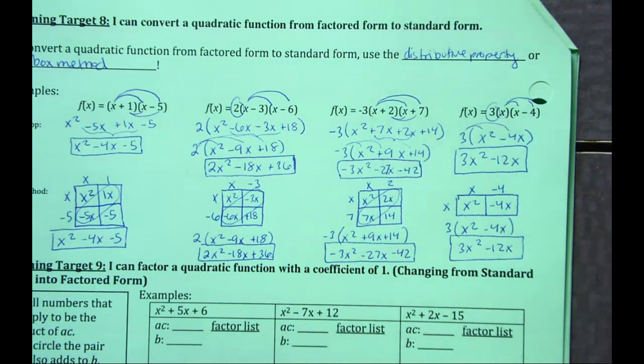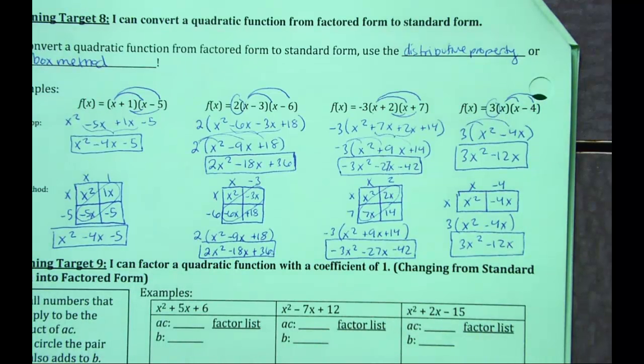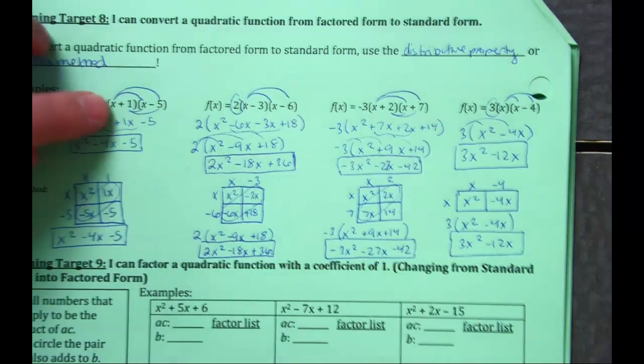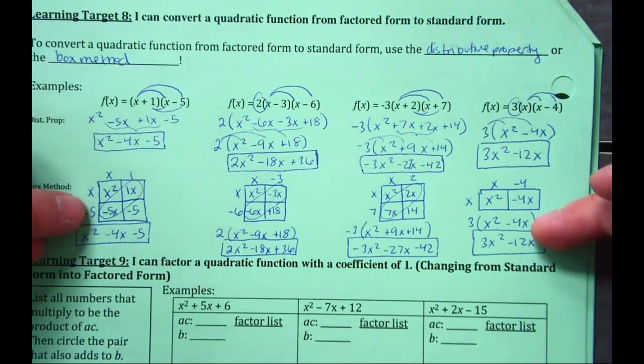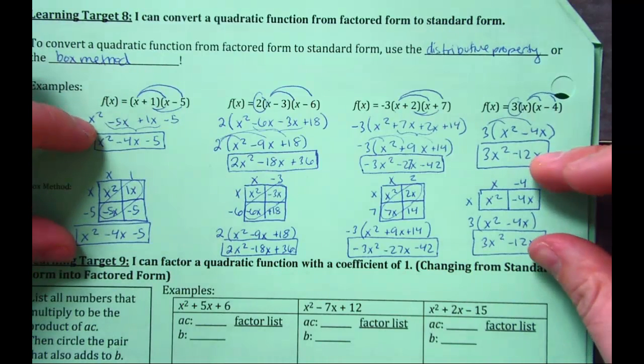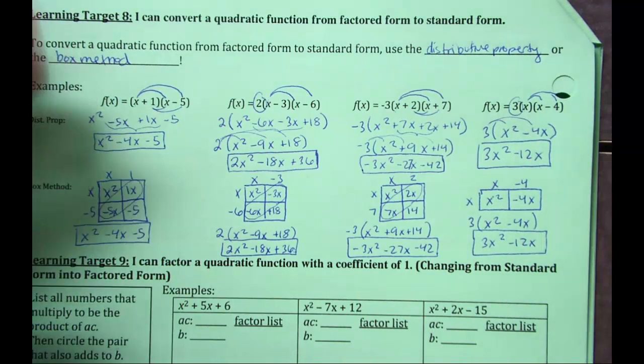Again, same. So there are two ways that you can convert from factored form to standard form. You can either use the distributive property or the box method. They both get you to the same place in the end. It's just really a matter of preference.